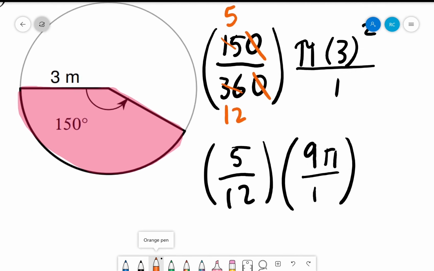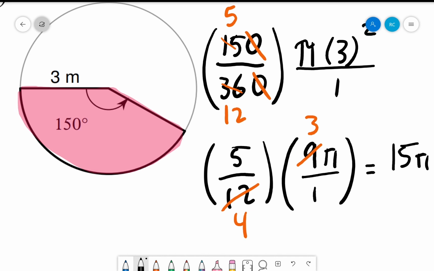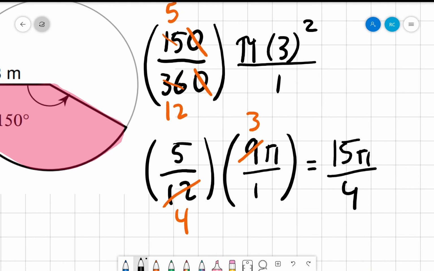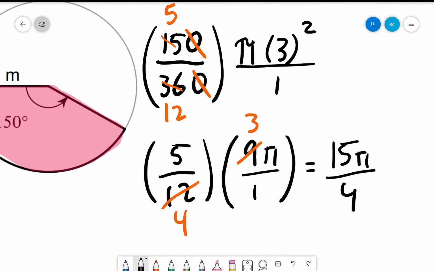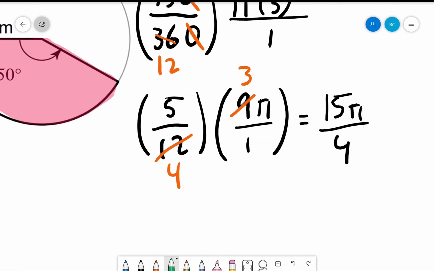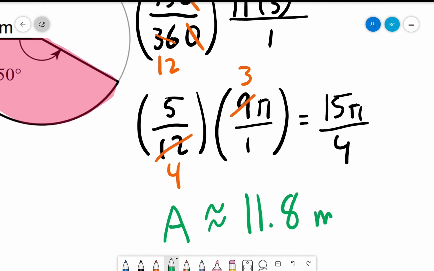We have a little bit more simplifying to do. 12 and 9 are both divisible by 3, so we get 3 on the top and 4 on the bottom. So we get 15 pi over 4. Hey Google, what's 15 times pi divided by 4? The answer is approximately 11.780972. So rounding that off, we get area is approximately 11.8 square meters.